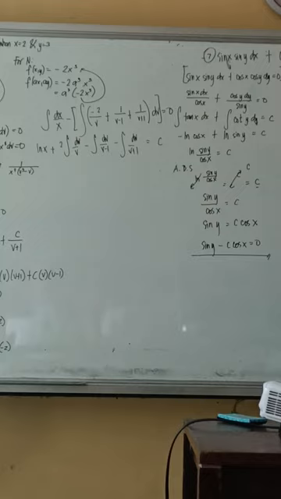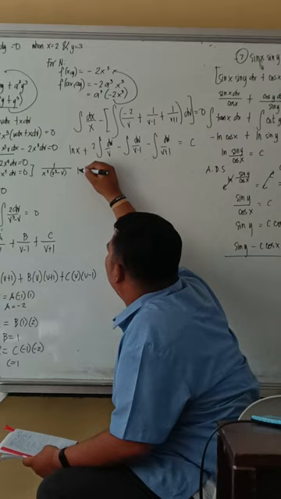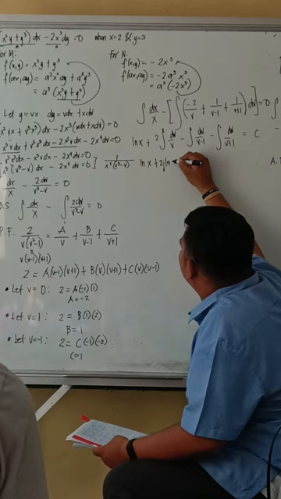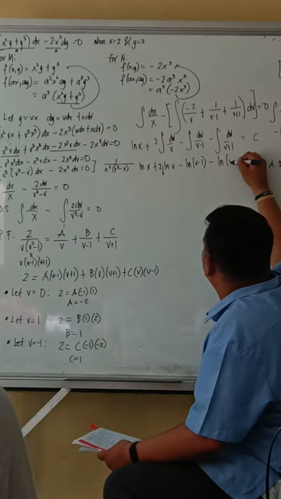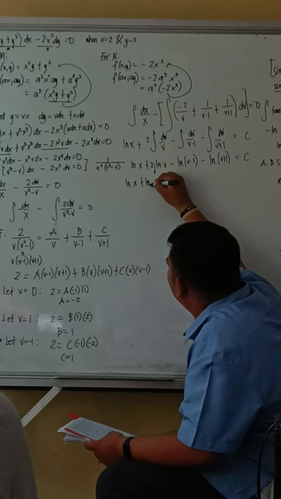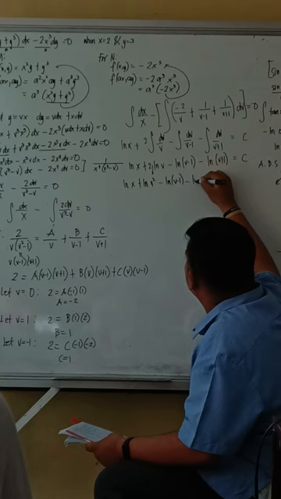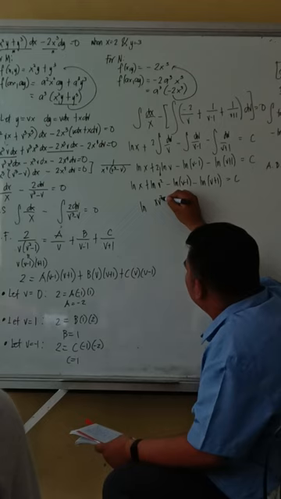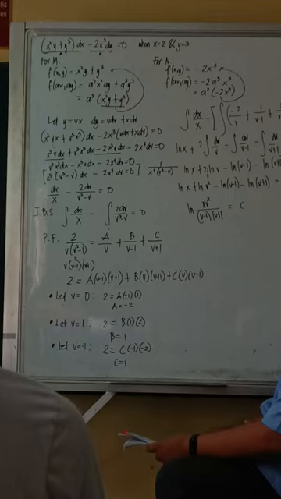So this is just equal to ln of x plus 2 ln v minus ln of v minus 1 minus ln of v plus 1 is equal to c. So we will have ln of x plus ln of v squared minus ln of v minus 1 minus ln of v plus 1 is equal to c. You have ln of x v squared all over v minus 1 times v plus 1 is equal to c.